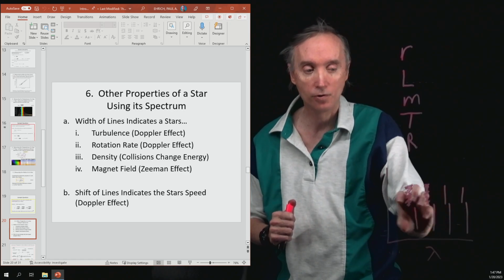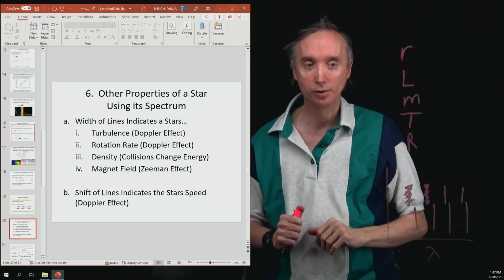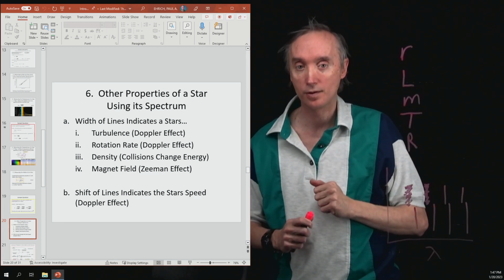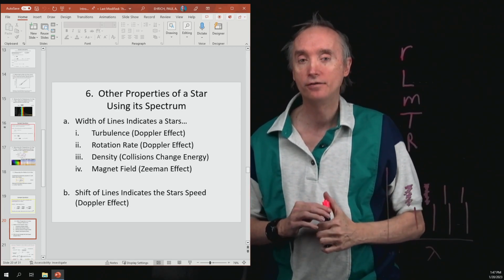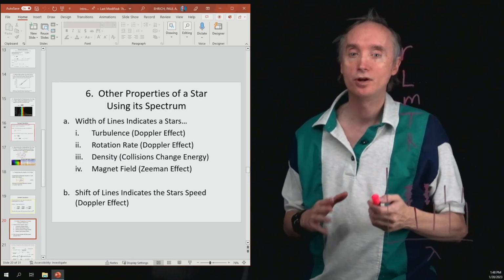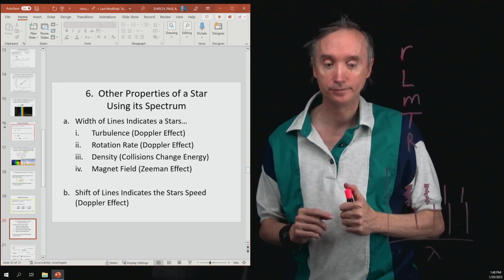If the lines are over on this side, then we say it's blue shifted, and then that star is moving towards the Earth, and we can actually calculate how fast it's moving. So we're not going to get into it, but I just want you to know it can be done.